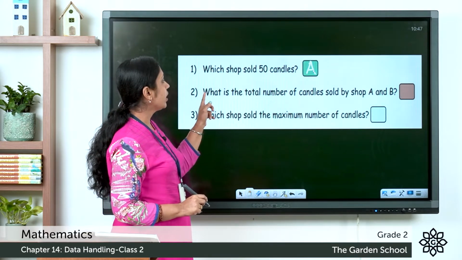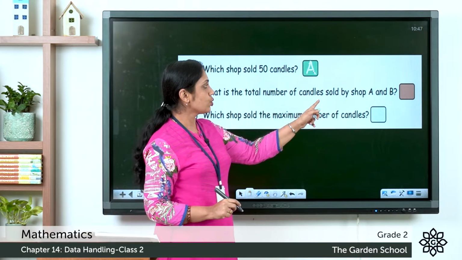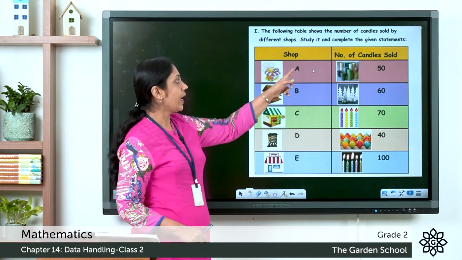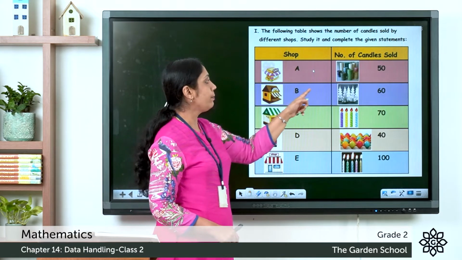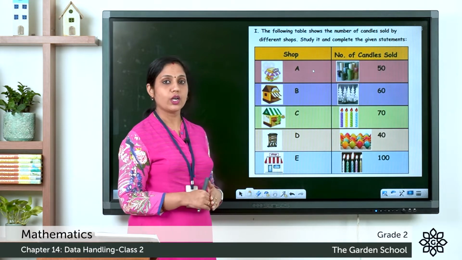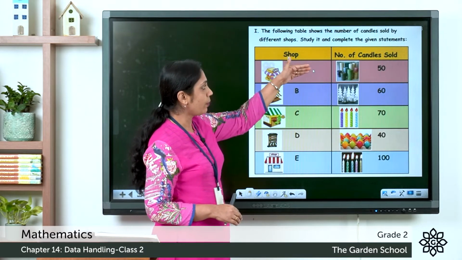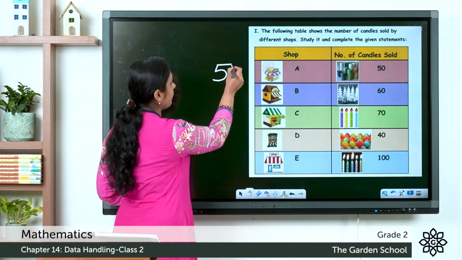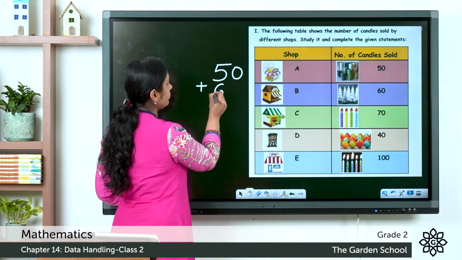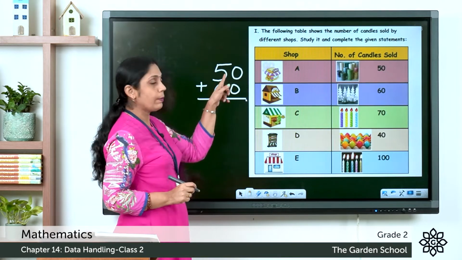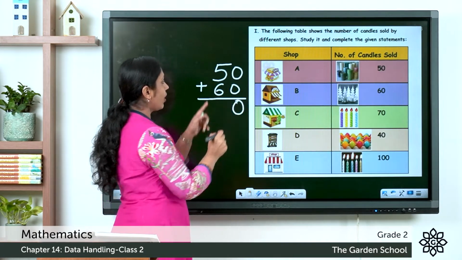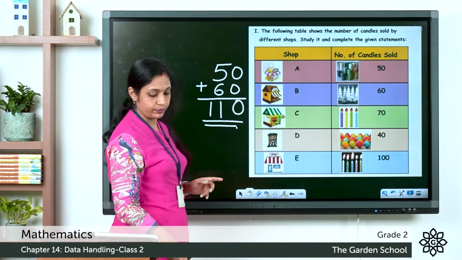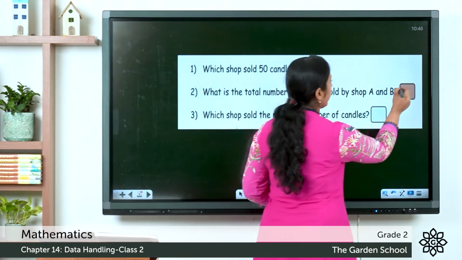Now second one, what is the total number of candles sold by shop A and B? Shop A sold 50 candles and shop B sold 60 candles. So what is the total number of candles sold by shop A and shop B? For finding out, we have to add 50 plus 60. So 0 plus 0 is 0 and 5 plus 6 is 11. So the total is 110. So you can write here 110.